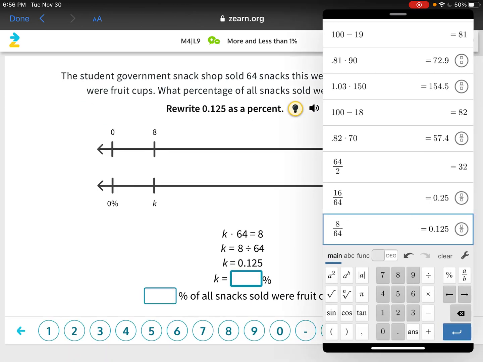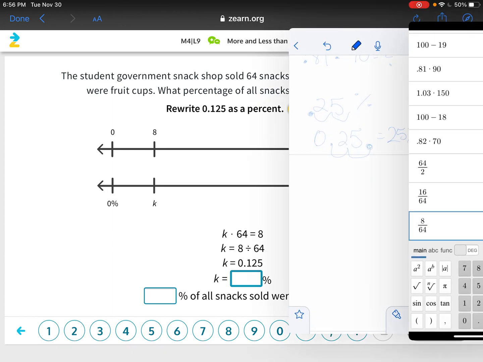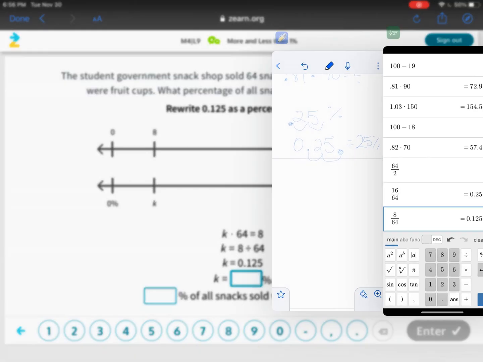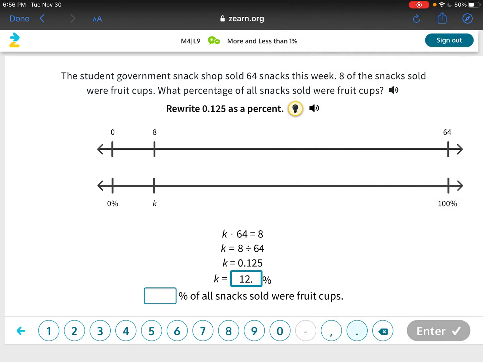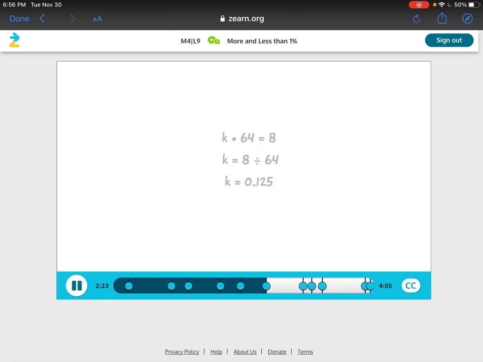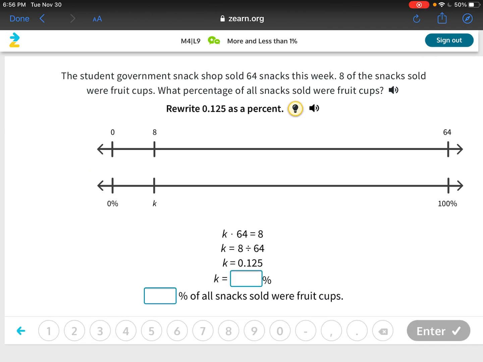And then to make that a percent, we move it 2 places to the right, which gives us 12.5%. All right.